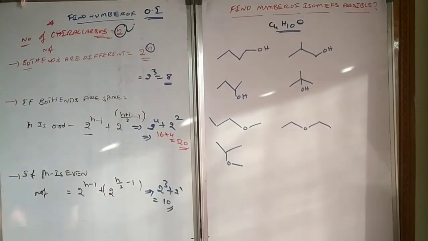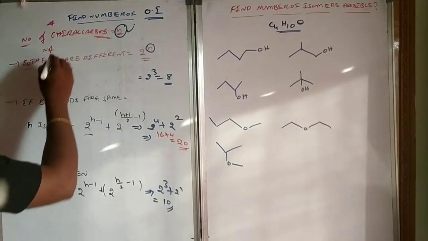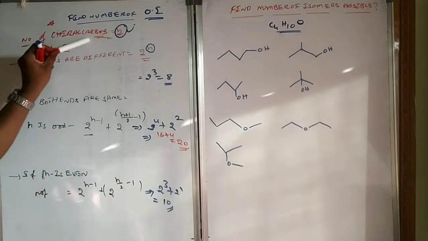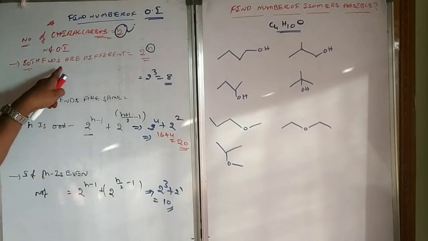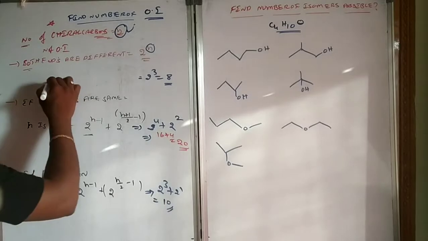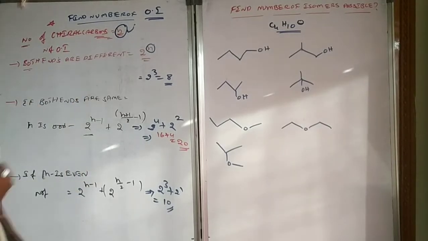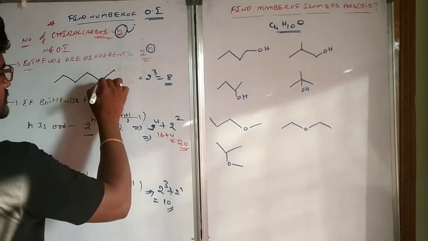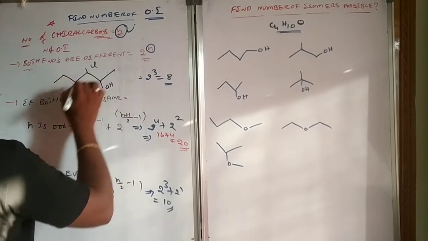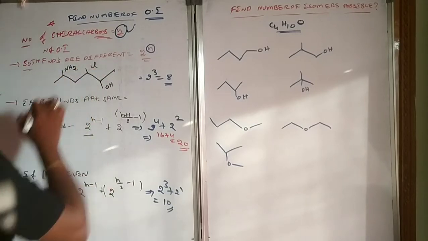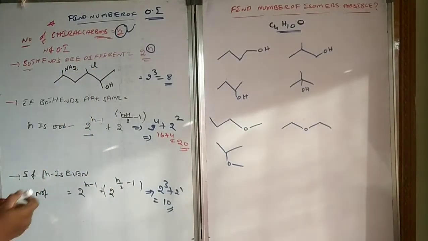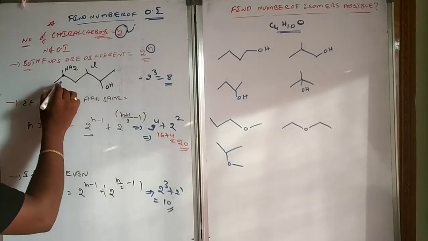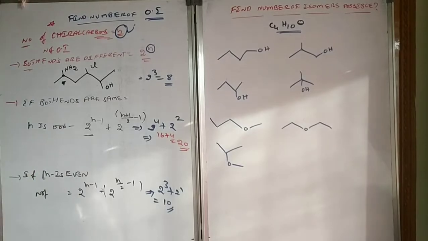Let me tell you this thing. Number of optical isomers: if any compound has n chiral carbons and both ends are different, let us take this example. OH, Cl and H2. In this case, you see this carbon is attached to a methyl group, an amino group, a bulky group and hydrogen. So this is a chiral carbon.